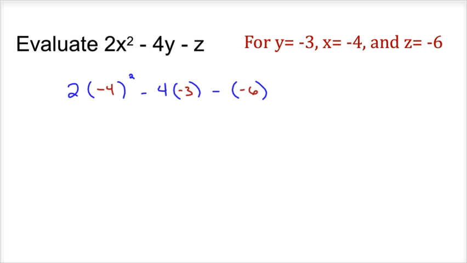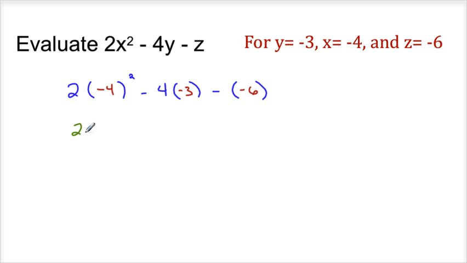Okay. One of the most common mistakes here is confusing the sign of the variable with the sign of the expression. So this minus z is minus, and then negative 6 is your z. So be careful because there's two negatives there. So this is 2 times negative 4 squared minus 4 times negative 3 minus negative 6.